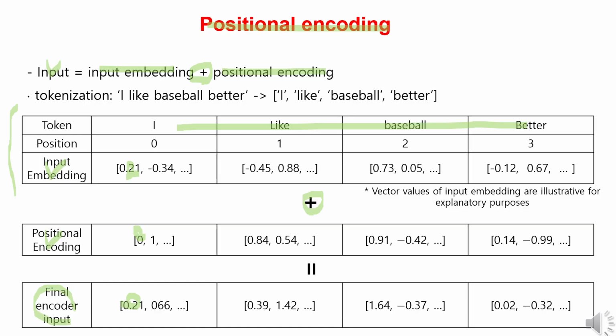In this process, the input embedding captures the semantic meaning of the word, while the positional encoding provides information about the word's position. By adding them together, both types of information are naturally combined into a single vector. As a result, the encoder can take into account not only the meaning of each token, but also its order within the sentence.